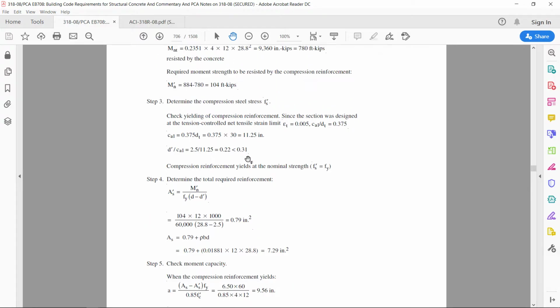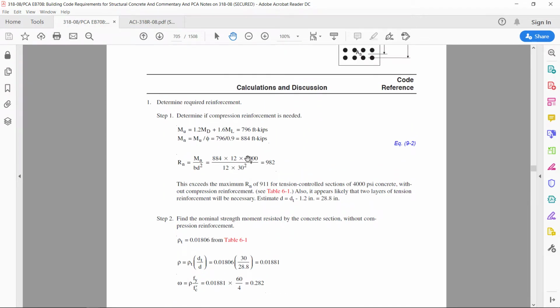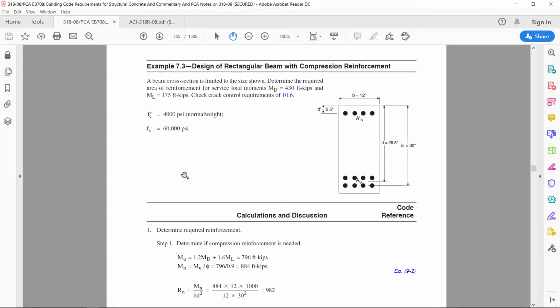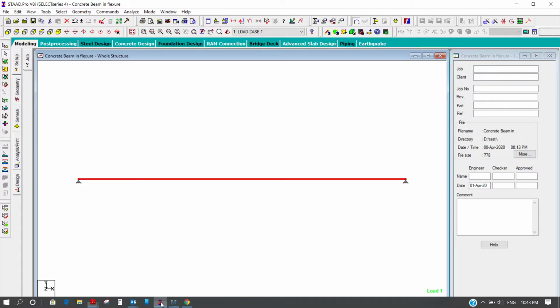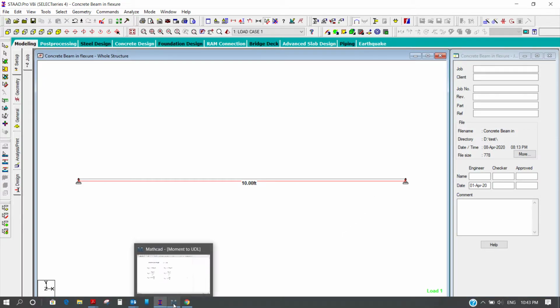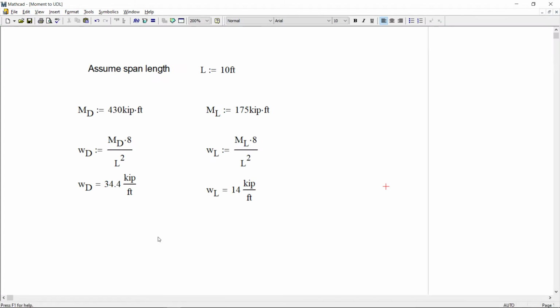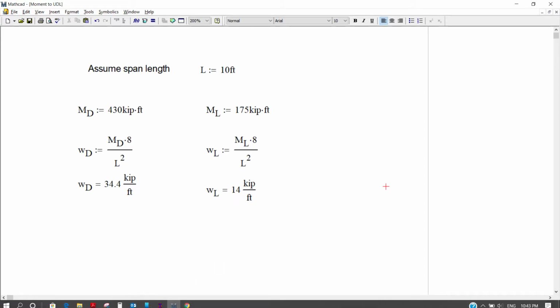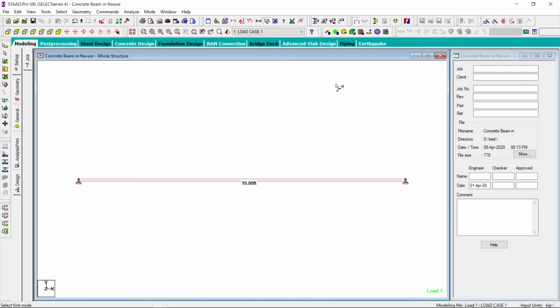Let us try to solve this problem in STAAD. I have already modeled it, and as you know, I assume that the length of this beam is 10 feet and I calculated the dead load and live load according to the moments. So here is the dead load, which comes out to be 34.4 kip per running foot, and live load is 14 kip per running foot. I applied these loads over here.